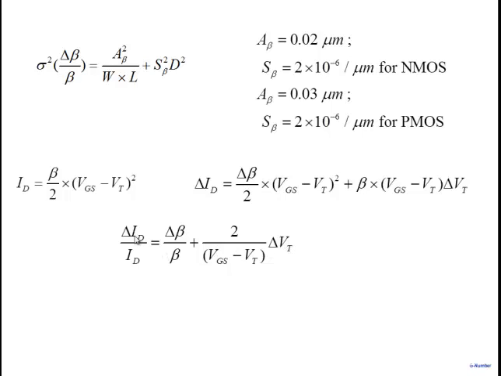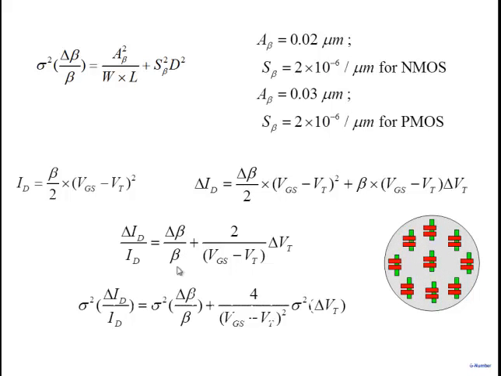Right? So the percentage change in current has two contributions. One is from changes in beta, and the other is changes in VT here. And if we assume that this delta VT is a random variable, and delta beta by beta is also a random variable, if you assume that they are independent, they may not be, but if you assume that, then the variance will simply add up. Sigma square of delta ID by ID will be the variance of this one plus the variance of this one.